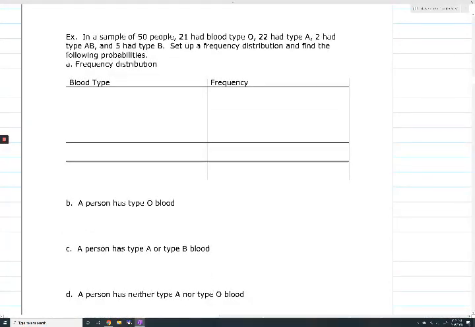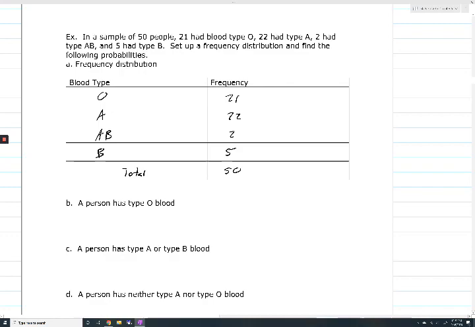Next, we're going to create our frequency distribution. Again, this goes back to stuff we did in chapters 1 through 4. So we have O, A, AB, and B blood type. And we had 21 people had O, 22 had A, 2 AB, and 5 B, which gives us a total of 50 people.